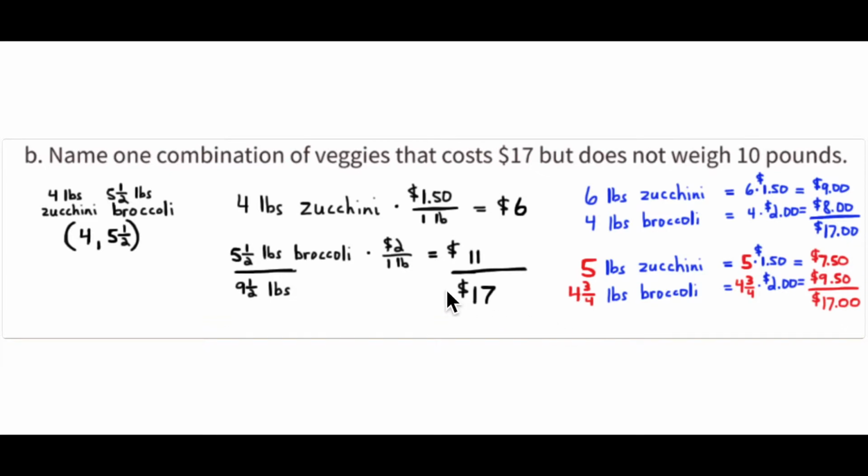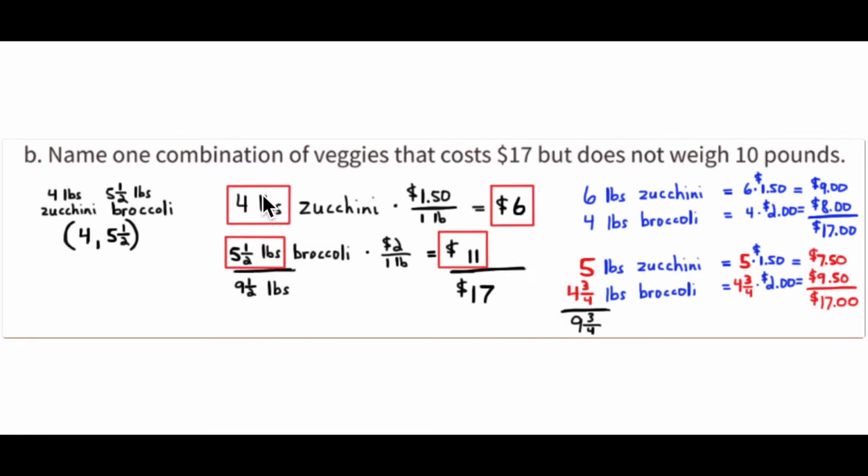And go to this last one, the point that we used. So we're going to drop the zucchini by 1 pound. That's a decrease of $1.50. So that means we have to increase the broccoli by $1.50, which is 3/4 of a pound. So you have to go from 4 3/4 pounds to 5.5 pounds. You have to increase that by 3/4 of a pound. That equals $11. And so the total cost is $17.